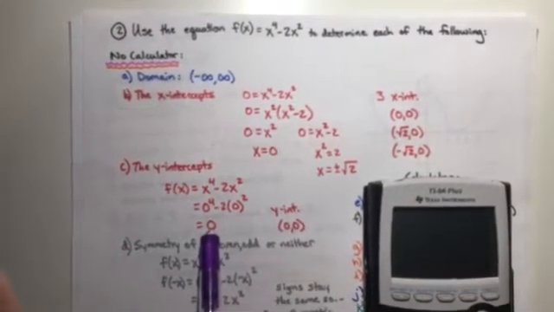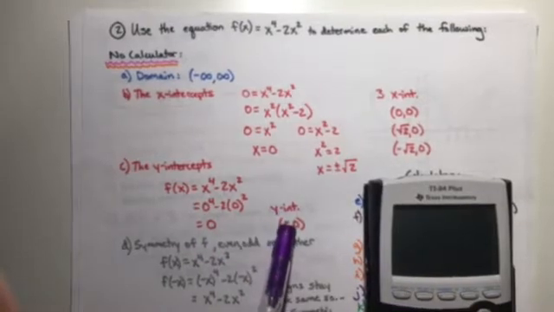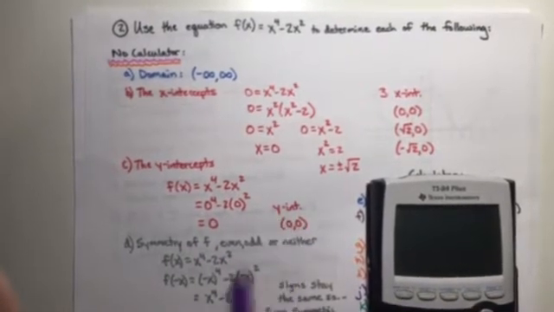For the y-intercept, we always can plug in x equals 0 into our function. So when we do that, we just get 0. So the y-intercept is just also at the origin 0, 0.